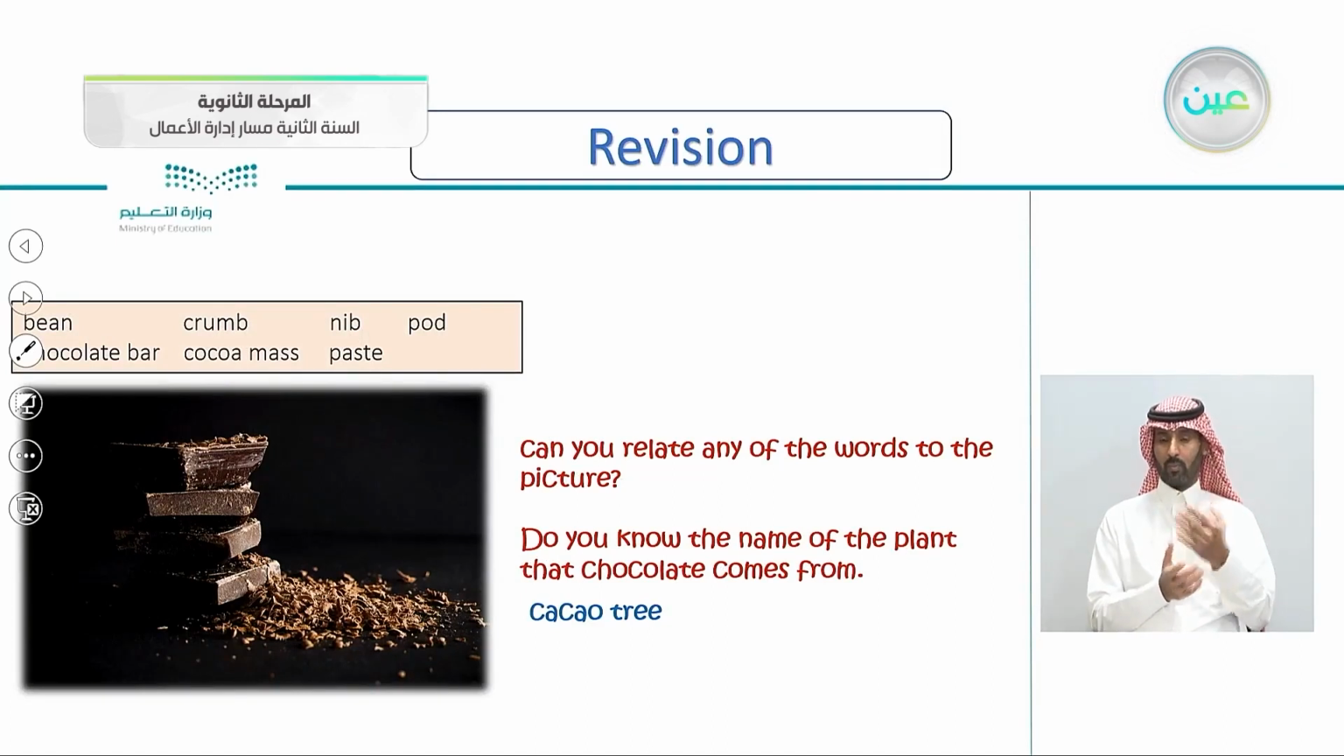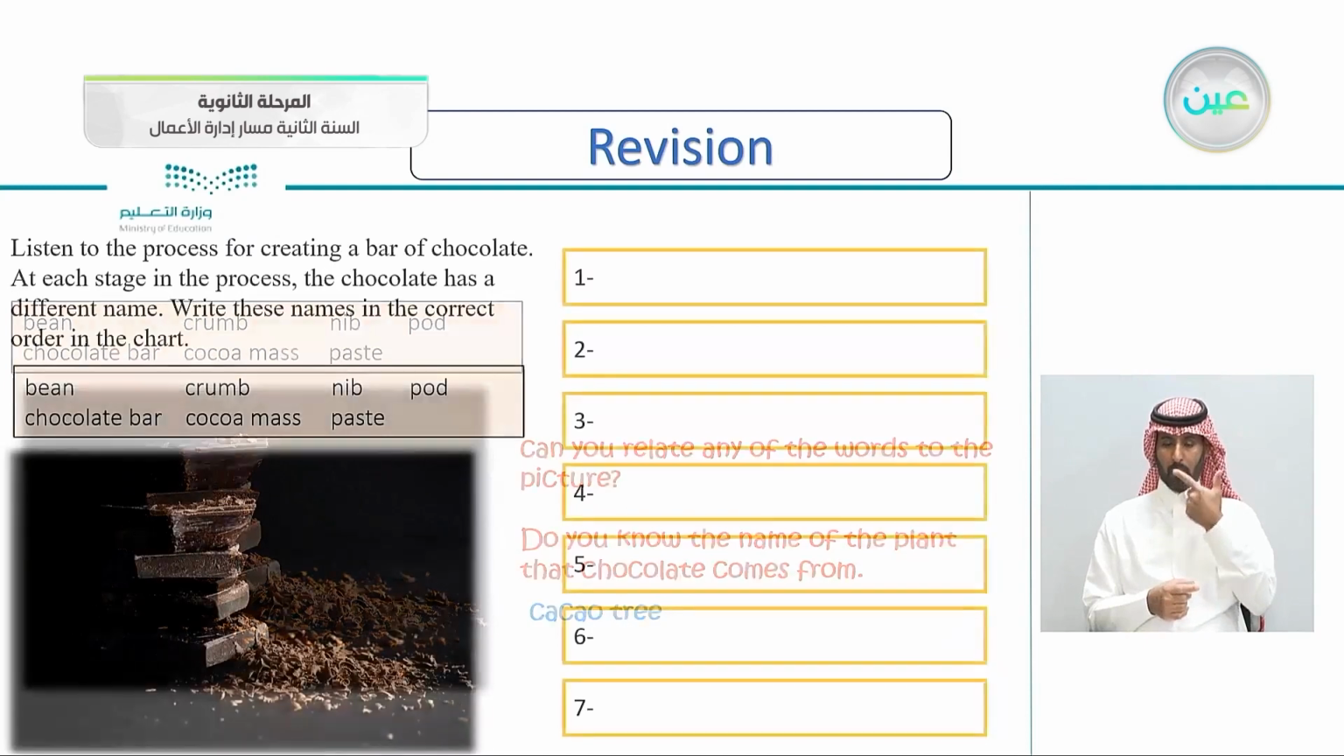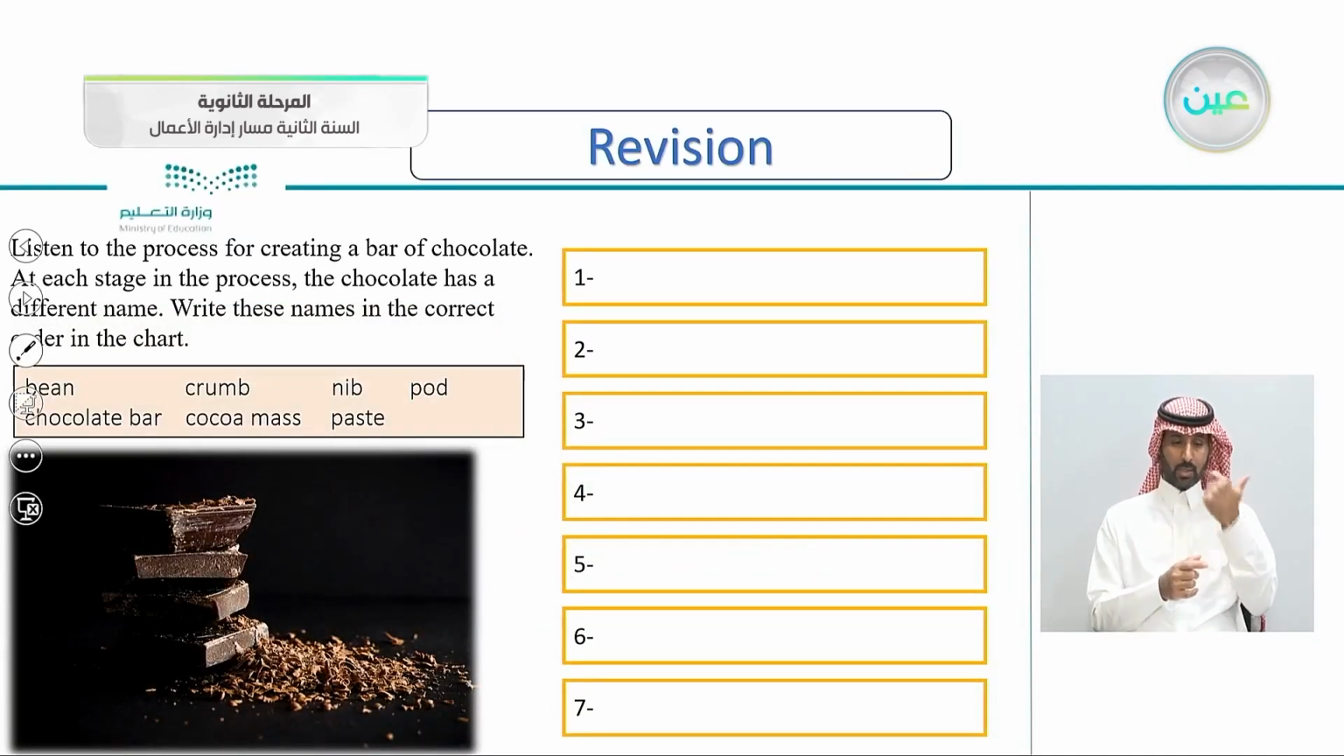If you remember, here we said, can you relate any of the words to the picture? Remember the words bean, crumb, nib, pod, chocolate bar, cocoa mass, and paste. These are the names of the chocolate through the process of making chocolate. If you remember, we had 7 stages for making chocolate. Each stage has a different name for the chocolate.